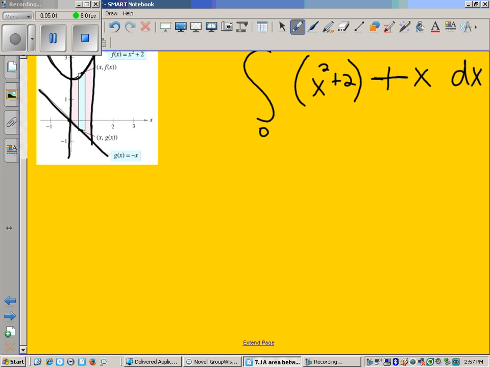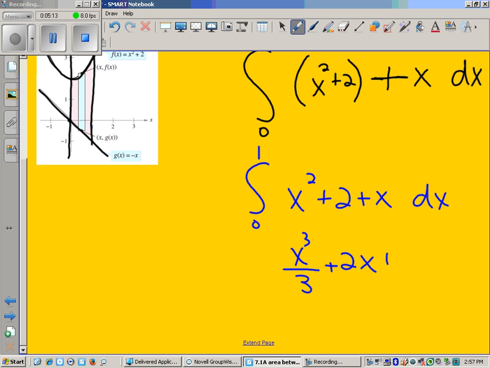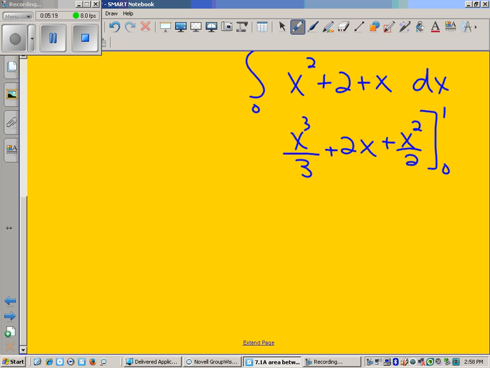All right, so if I'm integrating this, I'm integrating x squared plus 2 plus x dx. So I have an x cubed over 3, plus 2x, and plus x squared over 2, and I'm integrating it from 0 to 1. If I use the fundamental theorem of calculus and plug in my 1, I have 1/3 plus 2 plus 1/2, minus 0, minus 0, minus 0, right?